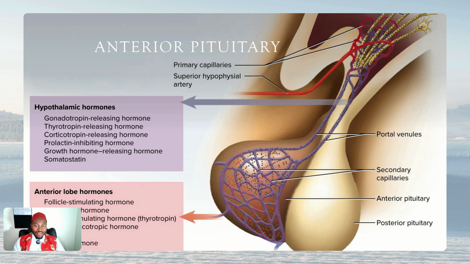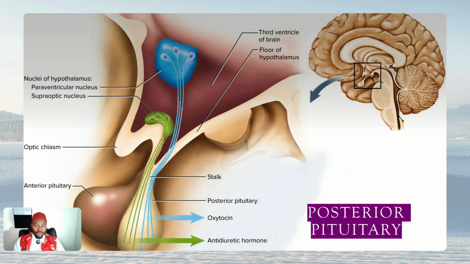Remember the hypophyseal artery. Remember these hormones coming from the hypothalamus, the releasing hormones, and the stimulating hormones produced in the anterior pituitary. And remember the ones that are stored in the posterior pituitary, which I discussed with you. You have to know which area is which. This is the floor of the hypothalamus. This is the third ventricle.